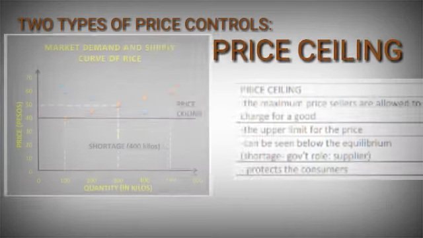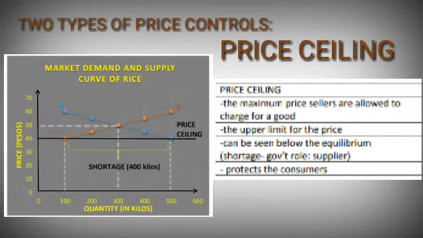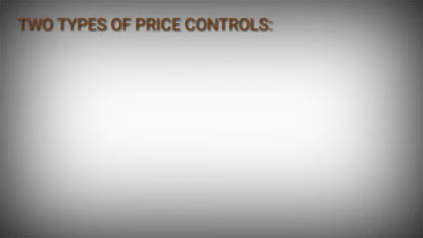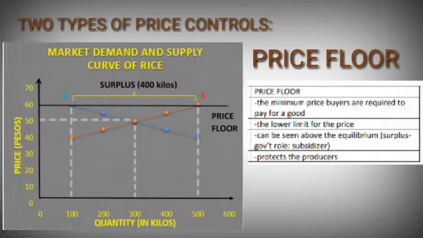Price ceiling is the maximum price sellers are allowed to charge for a good. It is the upper limit for the price. Price ceiling can be seen in the market demand and supply curve below the equilibrium, which indicates shortage. Here, the government acts as the supplier. The purpose of price ceiling is to protect consumers.